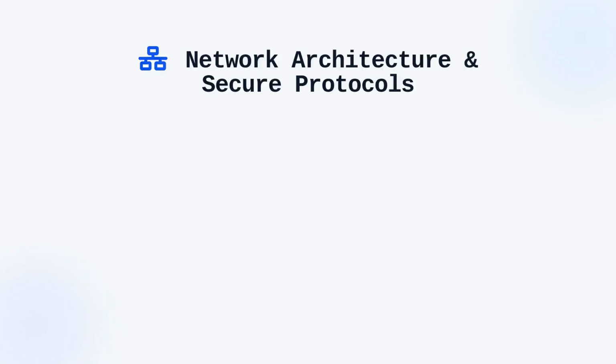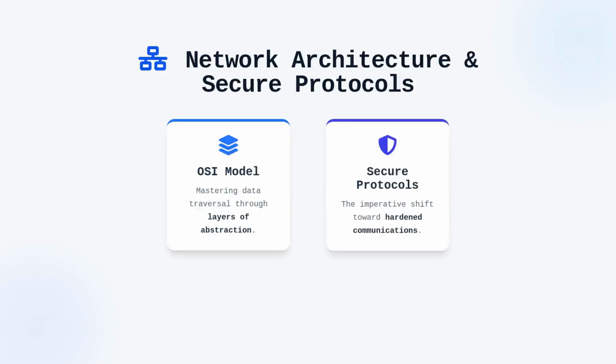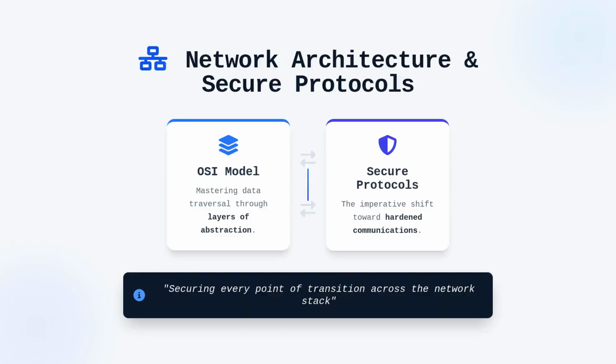Welcome back to our discussion on network architecture, where we will examine the OSI model and the imperative shift towards secure communication protocols. This chapter is designed to provide you with the foundational understanding of how data traverses layers of abstraction and how we must secure each point of transition.